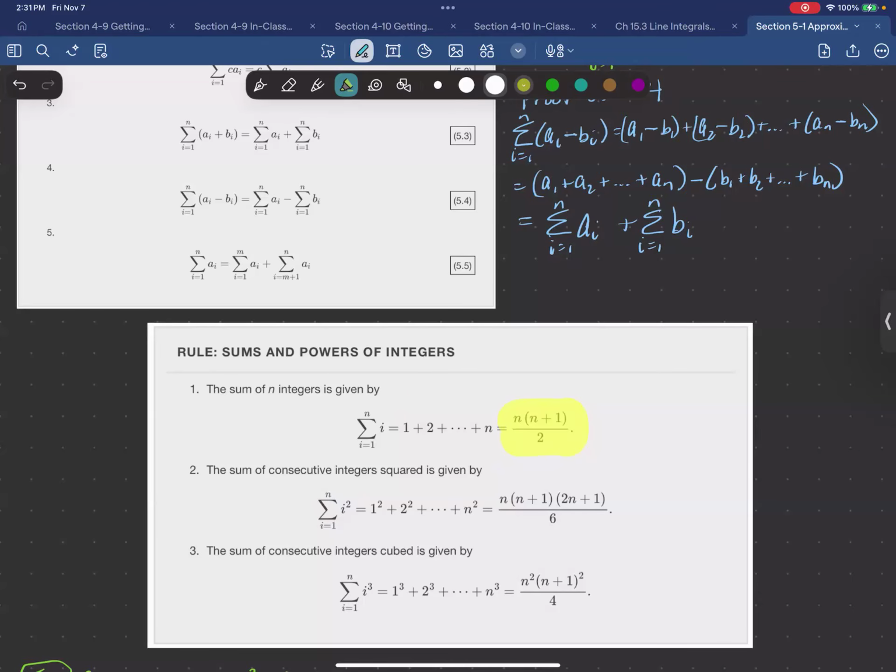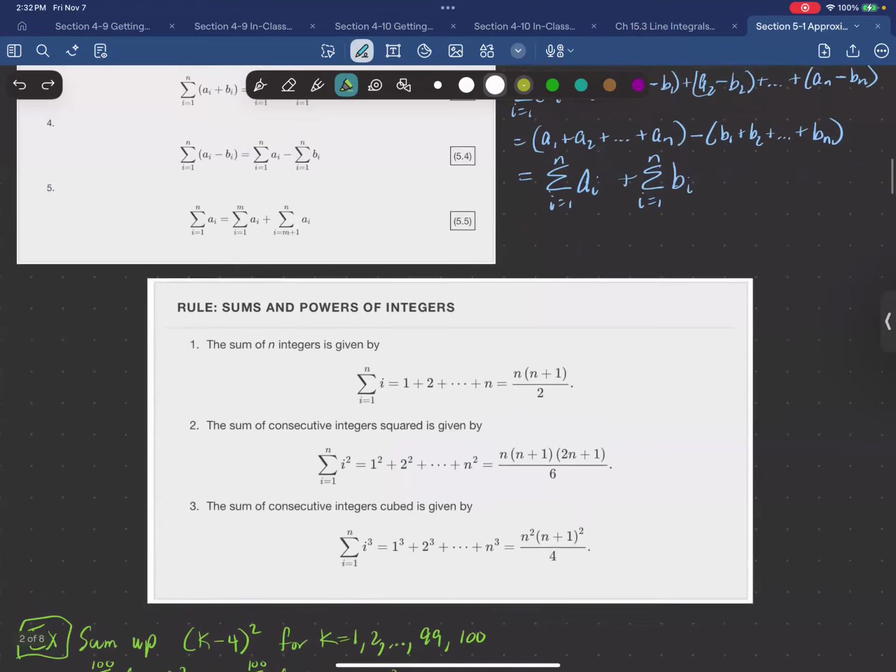The other two are a little harder to memorize, but you should know that value, like memorize that summation. It's worth memorizing, I should say. You'll see it time and time again. The other ones you'll see less and less because we get done with these summations pretty quick.